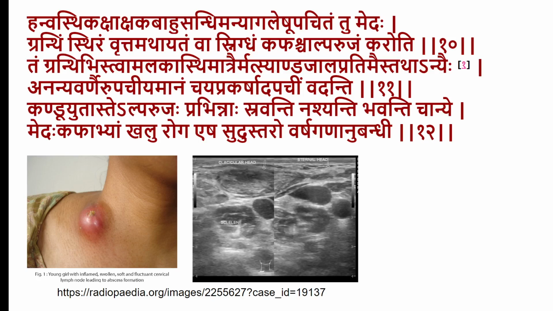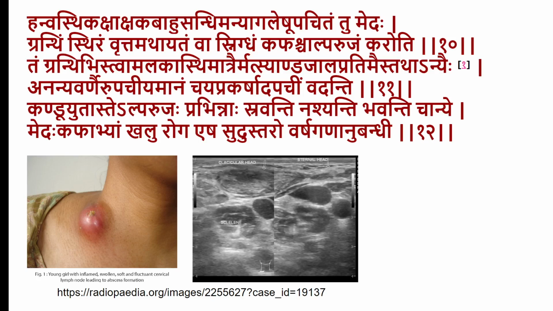Hanvasti Kakshashka Bahu Sandhi Manya Gareshu Pachitam Tumedaha Granthim Stiram Vrutam Atha Ayatamva Snigdham Kafascha Alpurudam Karoti Tam Granthi Visto Amal Kasti Matrehi Matsyanajala Pratimi Tata Anihi Ananya Varnehi Upatiyamanam Taya Prakashad Apatim Mudanti Kandu Yata Hate Alpurujaha Prabhinaha Sravanti Nashyanti Bhavanti Janye Medak Kapabhyam Kalurogeshaha Sudustaro Varshaganan Vandi.